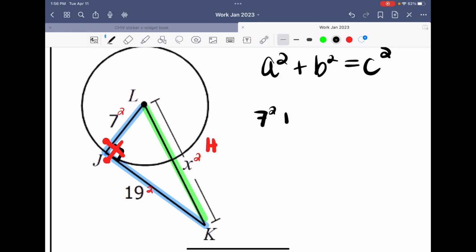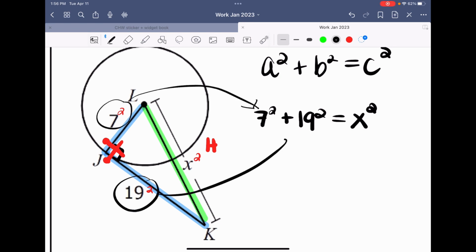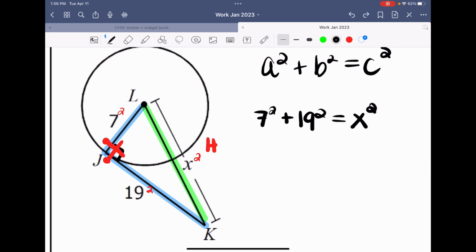I'm going to put 7 squared plus 19 squared equals x squared. So 7, I decided to put that one first. 19, second. And then the x squared, the one that I'm missing, goes at the end. And then we're just going to do our math and solve. Okay, 7 times 7, 19 times 19. Okay, 7 times 7 is 49. 19 times 19 is 361.